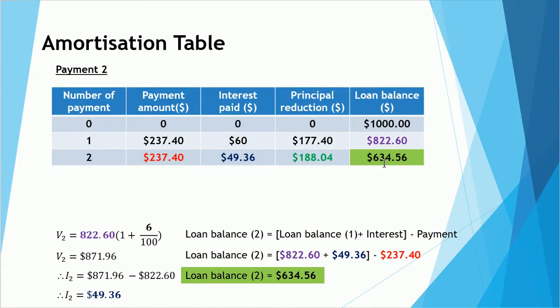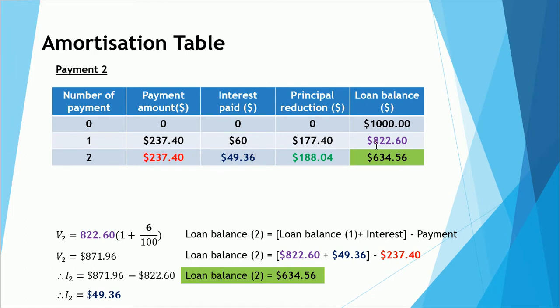Let's move on to our second payment. At the end of the first payment, we owe $822.60. We now work out what is 6% on top of that. So if we multiply that by a growth factor of 1.06, we now have, before we go to our second payment, an amount owing of $871.96. So if we take that away from our original value of $822.60, we can see now we're paying interest not of $60 but $49.36.